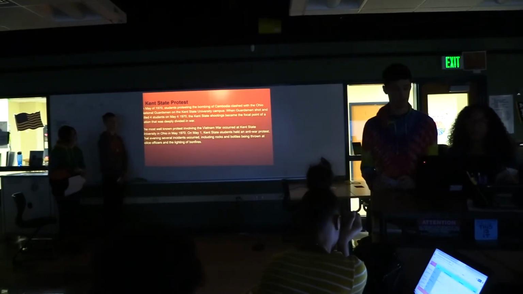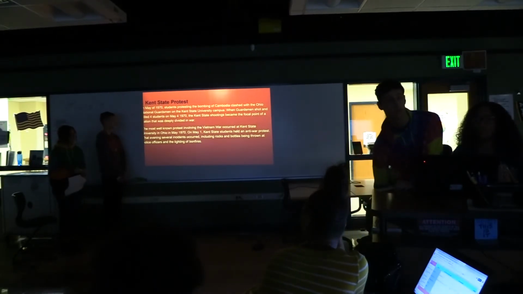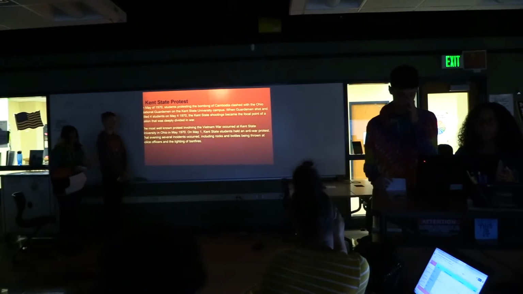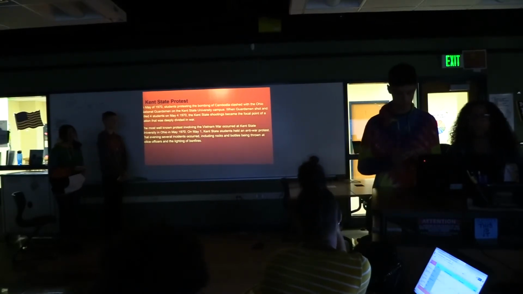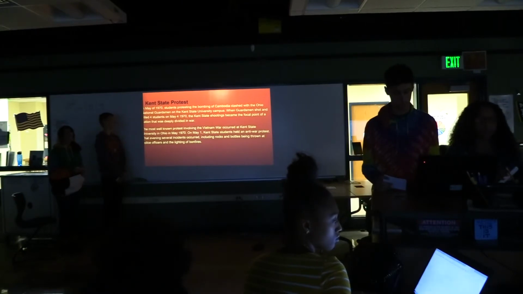The most well-known protests involving the Vietnam War occurred at Kent State University in Ohio in May 1970. On May 1st, Kent State students held an anti-war protest. That evening, several incidents occurred, including rocks and bottles being thrown at police officers and the lighting of bonfires.